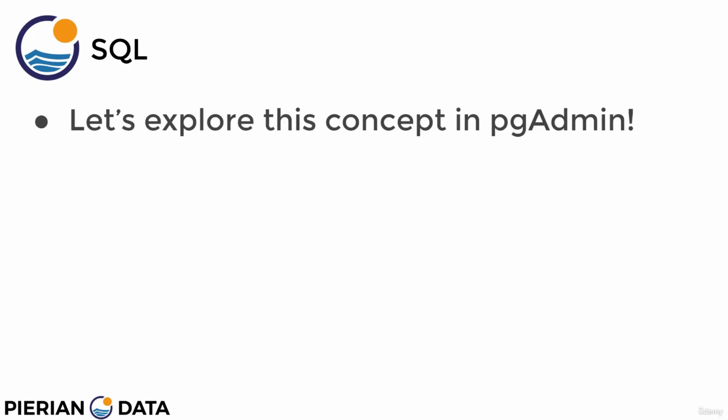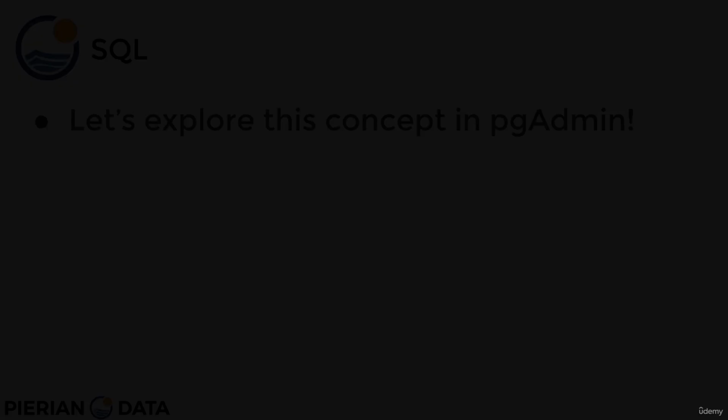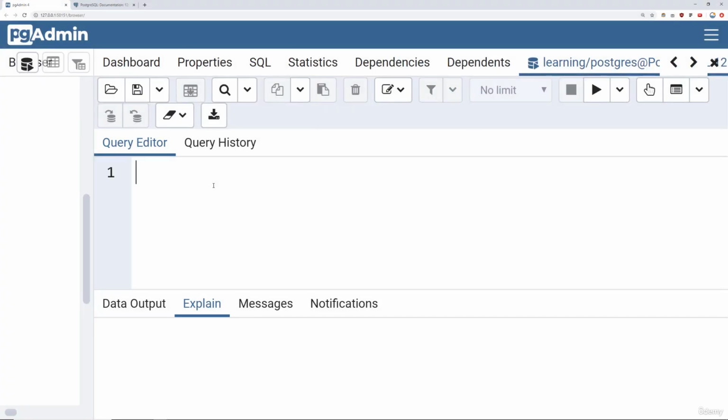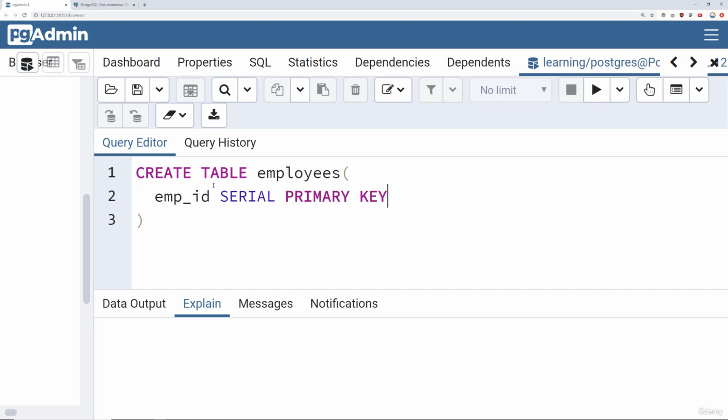Let's explore this concept a little further in pgAdmin. To show you what we can do with the check constraint, I'm going to create a new table, and we're going to create a table of employees. Let's say employees have an employee ID, that's going to be serial, and it's going to be a primary key.